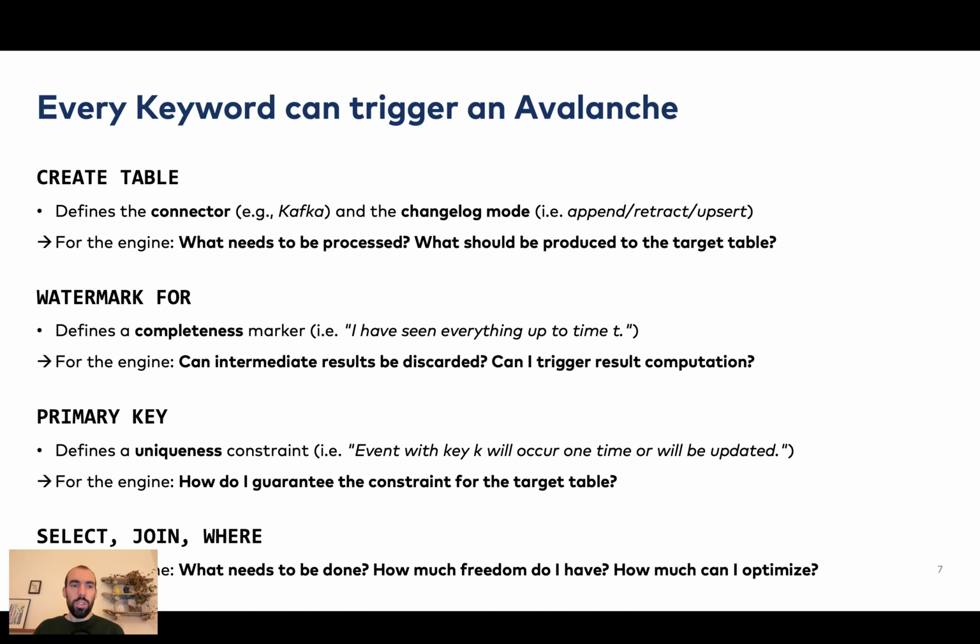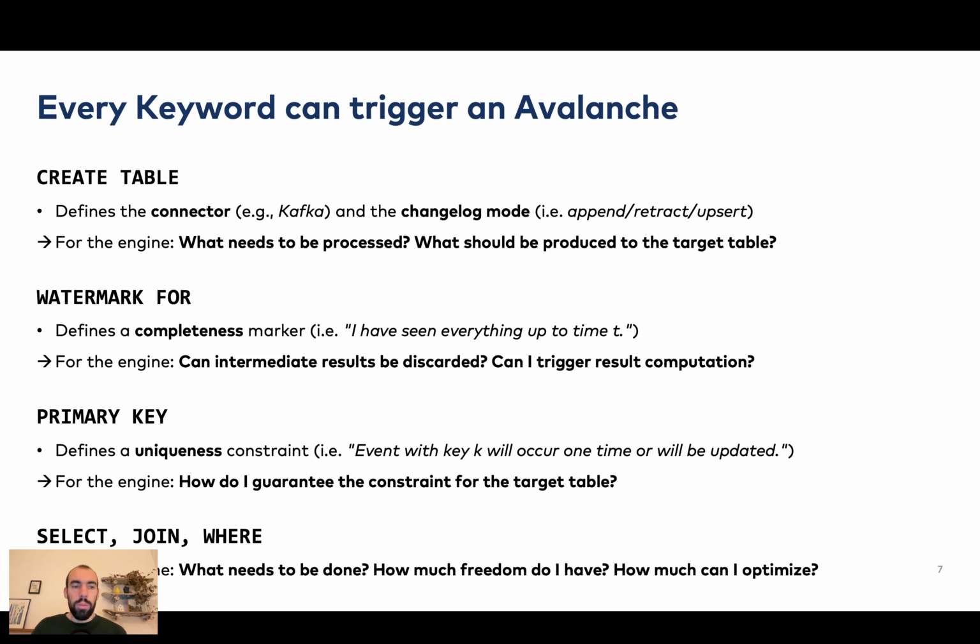So watermarks in general define a completeness marker. They are a completeness marker for the engine, telling the engine, I have seen everything up to time t. And if we know that, we can trigger the result computation, right? Like we can execute a window because we know, okay, everything until time t is there. Now it's time to release the window, compute an aggregation, and send it downstream. Or, for example, we can remove state because it's not necessary anymore, for example, a join result. So yeah, watermark is a completeness marker.